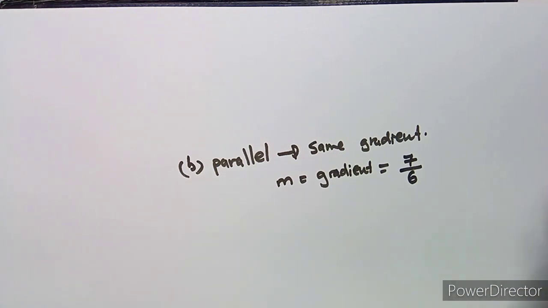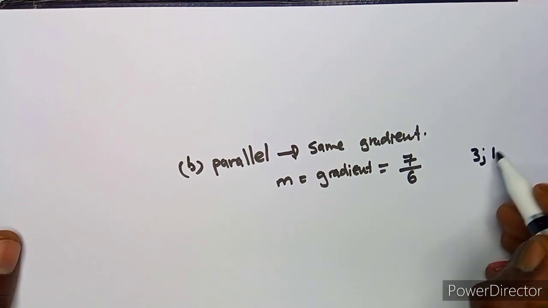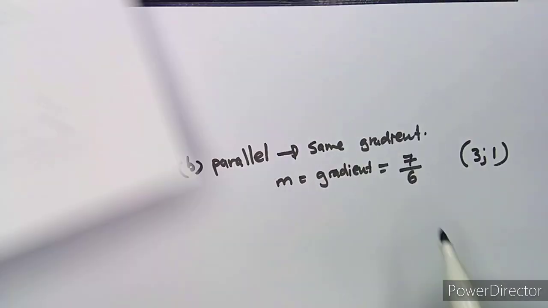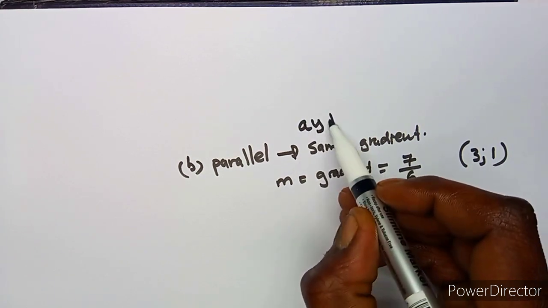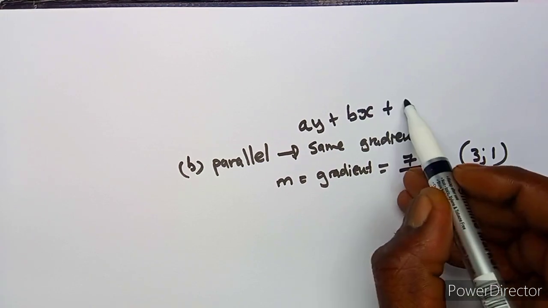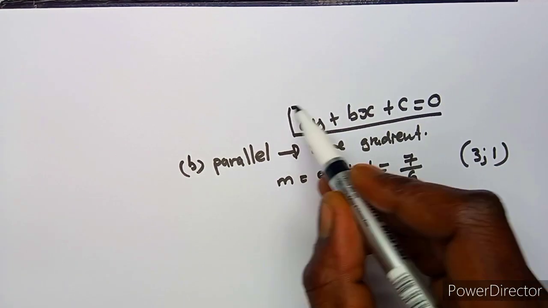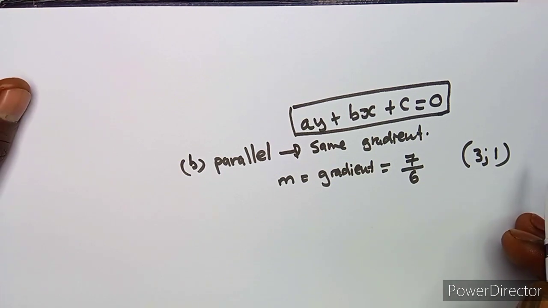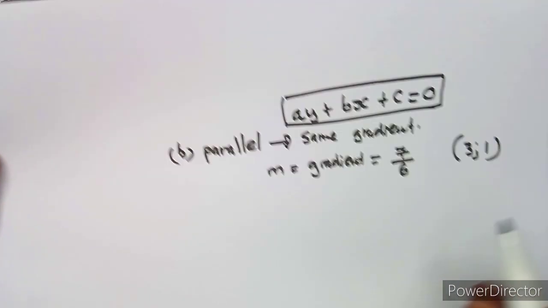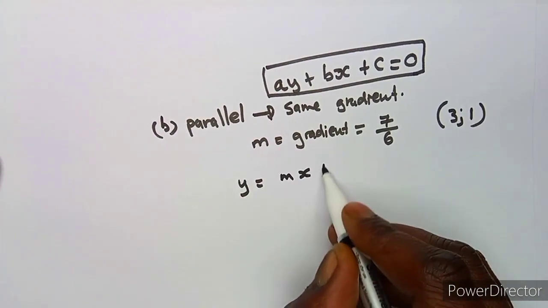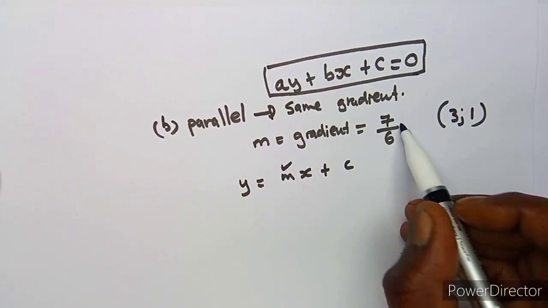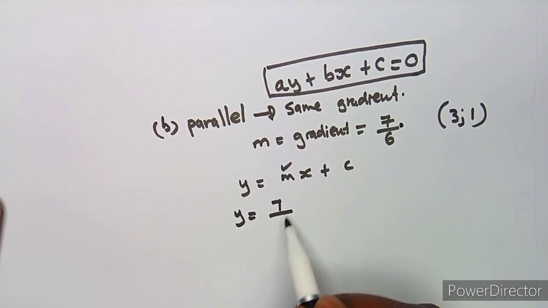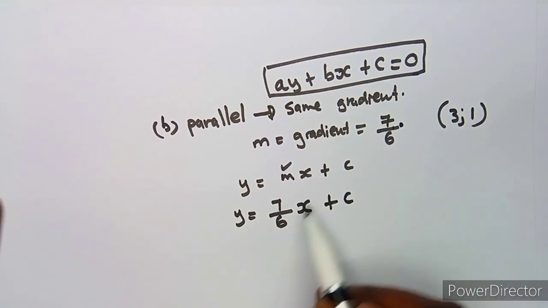So what I am going to do is simply find the equation, because I'm given that this line is going to pass through the point (3, 1). Also the format that I'm going to use is ay + bx. I'm going to explain about this format later on. As for now, let us find the equation. Remember, guys, I told you to find the equation of a straight line you've got so many ways and formulas, but you can simply use y = mx + c, where m is the gradient, and you're given the gradient. We already have the gradient, which is 7 over 6, your m. So y = 7 over 6 x, because these lines are parallel, so they have the same gradient.